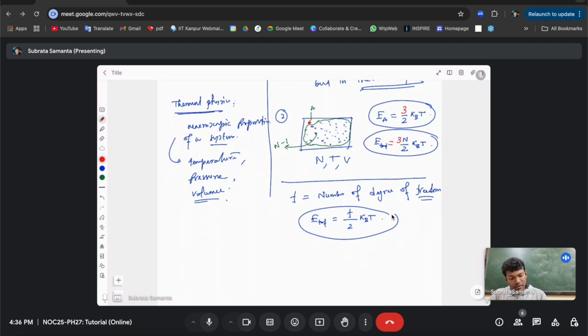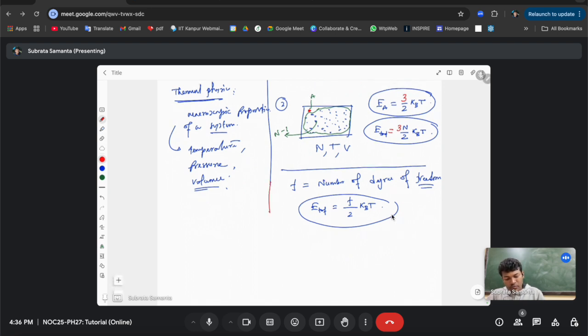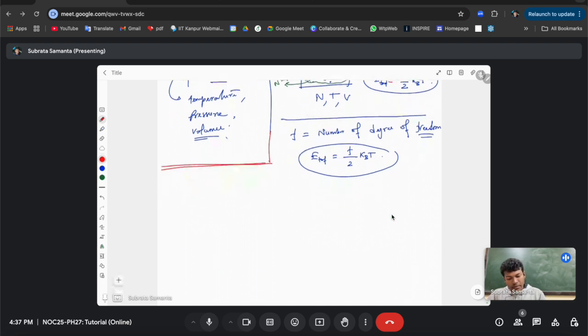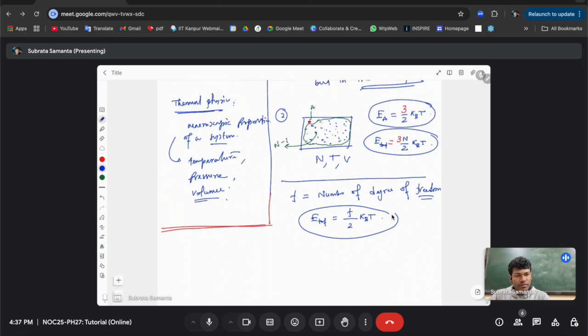So that is basically f. In this case f is basically 3n, and for general systems it's f by 2 kBT. I will also discuss some other problems that help you solve more complicated scenarios. So far any questions? This is very crucial. You have to understand how to compute the degrees of freedom, and then you can calculate the total energy using the equipartition theorem.